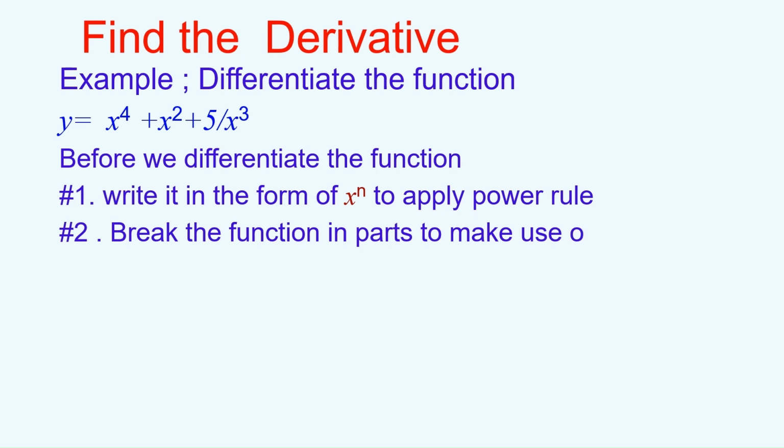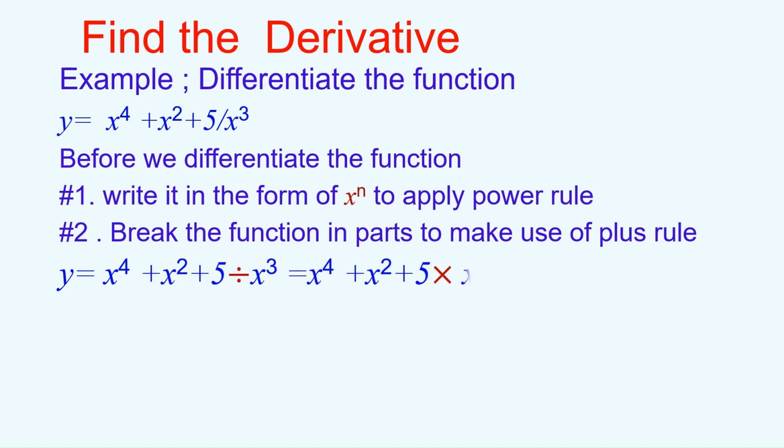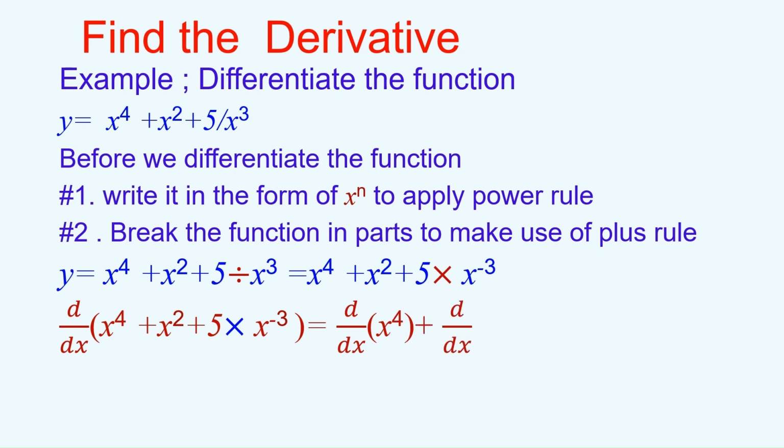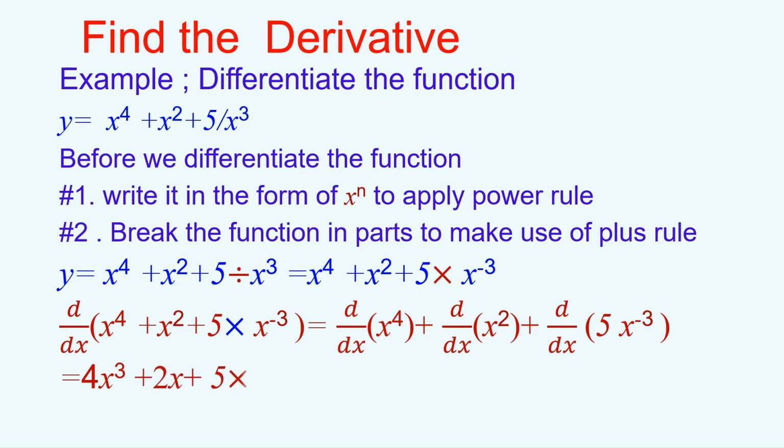y equals x to the power of 4 plus x to the power of 2 plus 5 divided by x to the power of 3 equals x^4 plus x^2 plus 5 times x^(-3). d/dx of x^4 plus x^2 plus 5 times x^(-3) equals d/dx x^4 plus d/dx x^2 plus d/dx 5 times x^(-3) equals 4x^3 plus 2x plus 5 times minus 3 times x^(-4) equals 4x^3 plus 2x minus 15 times x^(-4).